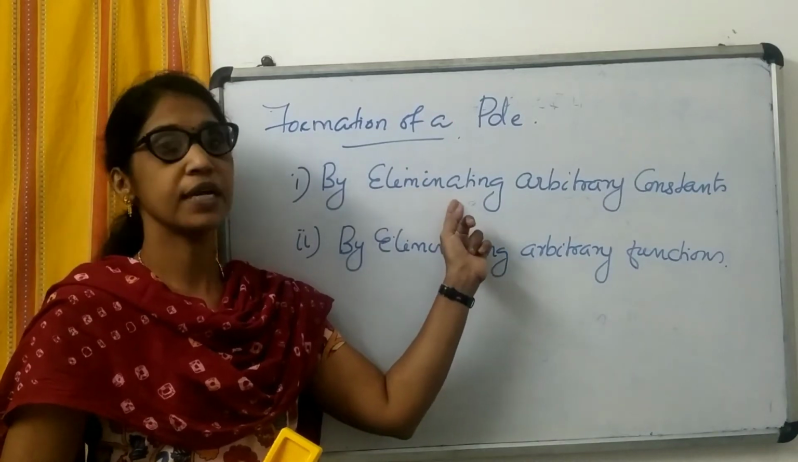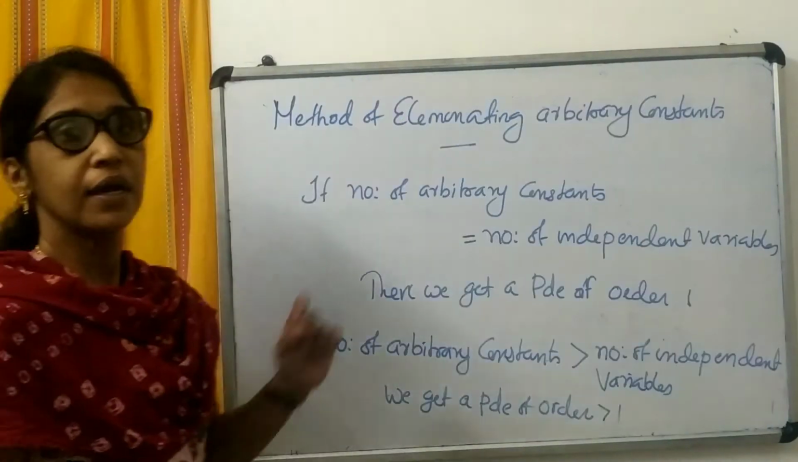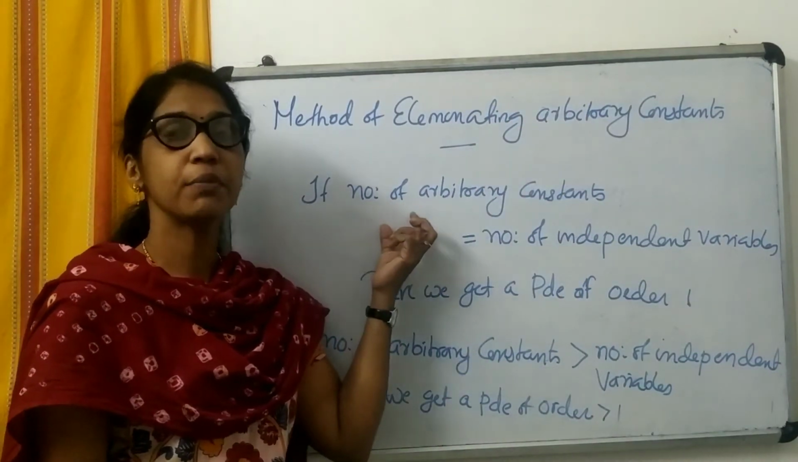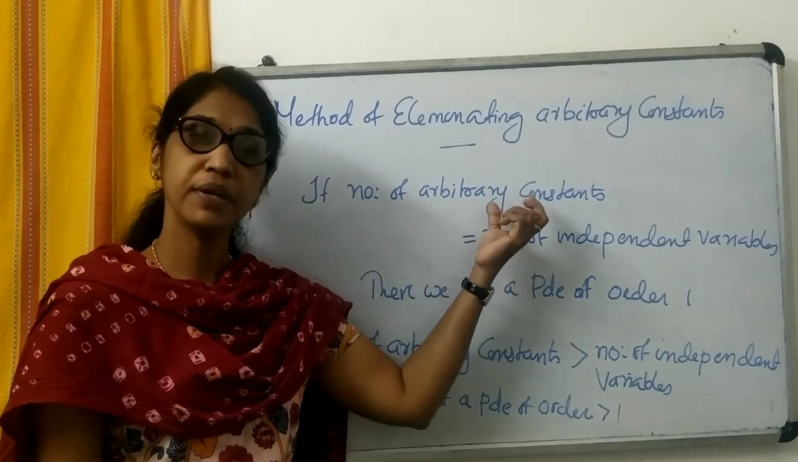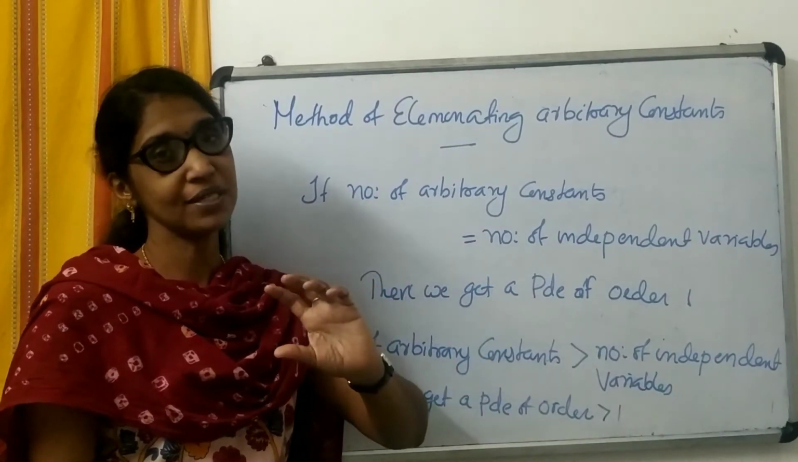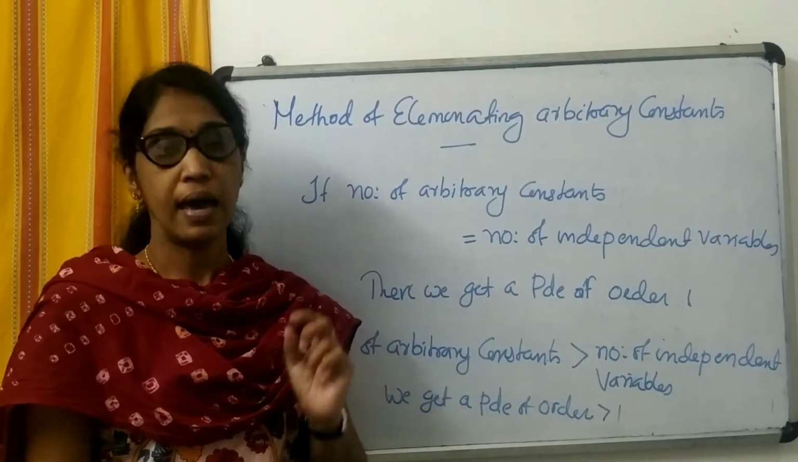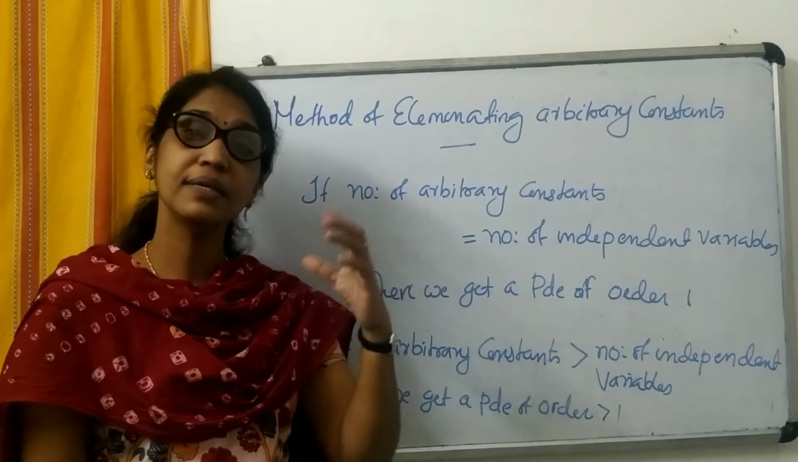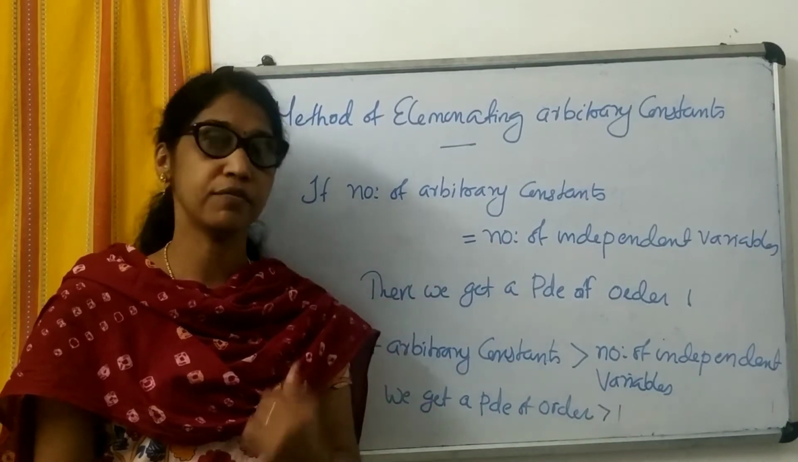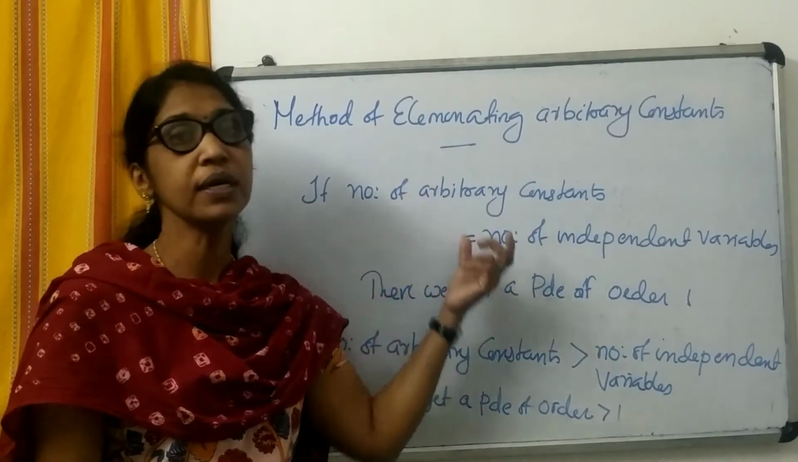First we have to study the formation of a PDE by eliminating arbitrary constants. In this method, if the number of arbitrary constants is equal to the number of independent variables, then we get a PDE of order 1. And if the number of arbitrary constants is greater than the number of independent variables, then we get a PDE of order greater than 1. These are the most important things we have to remember while doing the problem.